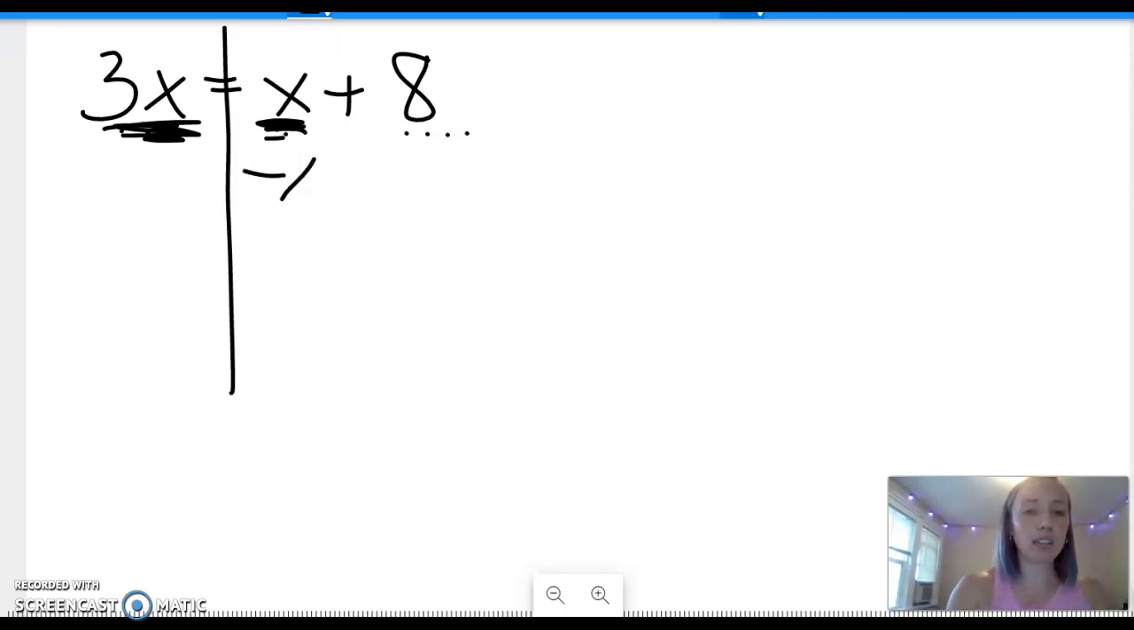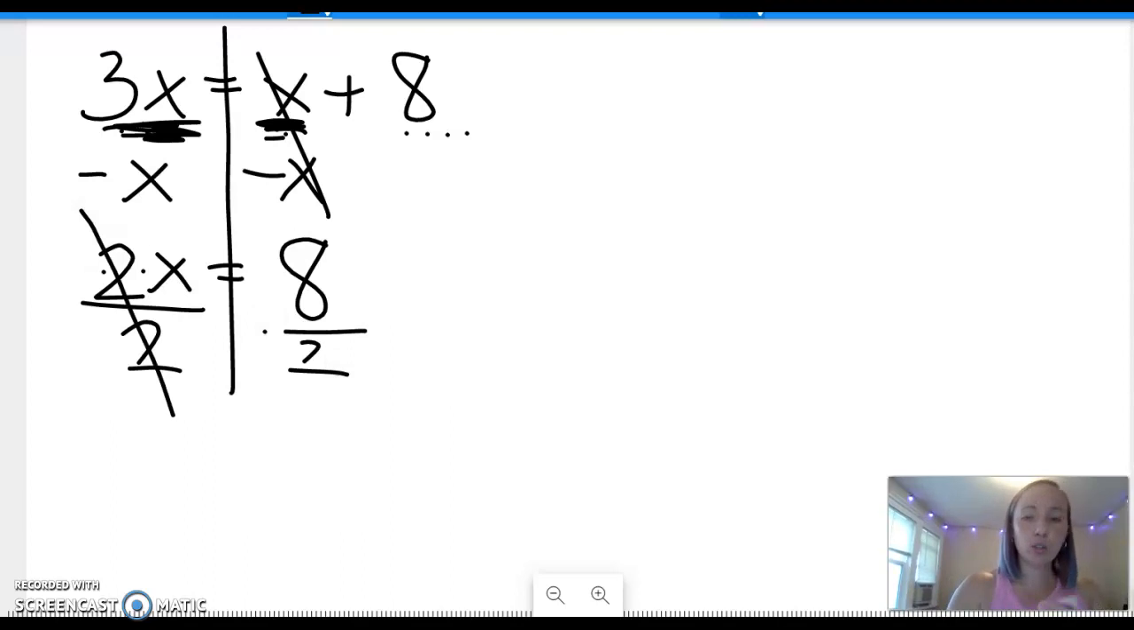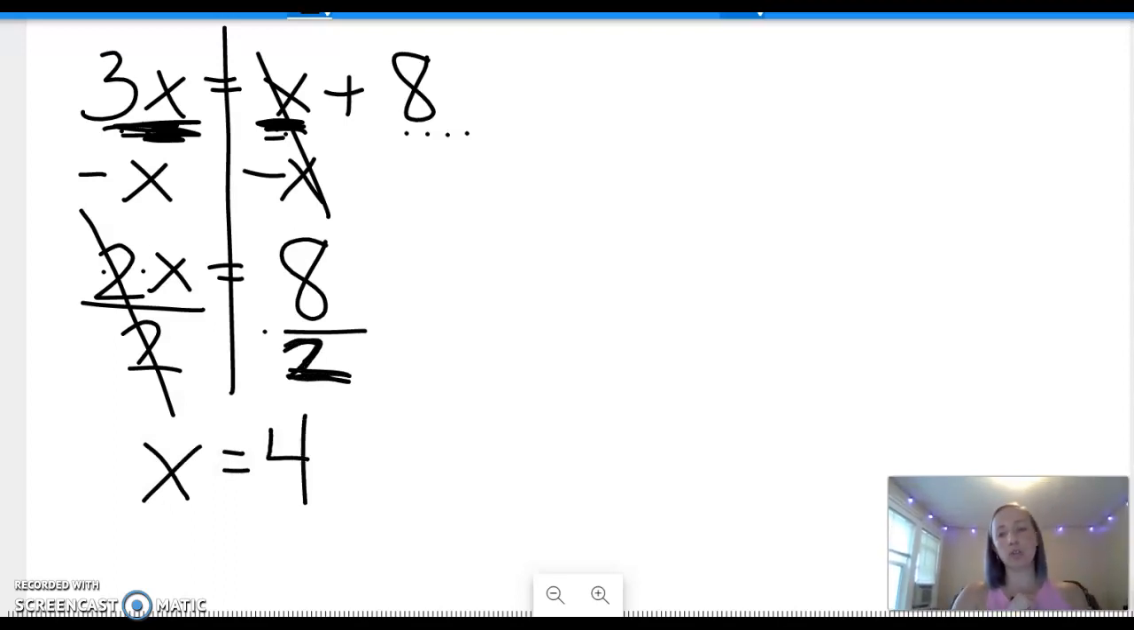So I'm going to subtract the x. If I do it to that side, I need to do it to that side. So I have 2x left on this side. This went away. I have 8 left on this side. All right, so now 2 times x. So I want to divide by 2 to do the inverse operation. Divide by 2 on this side. 2 divided by 2 is just 1, so I just have 1x left. 8 divided by 2 equals 4.